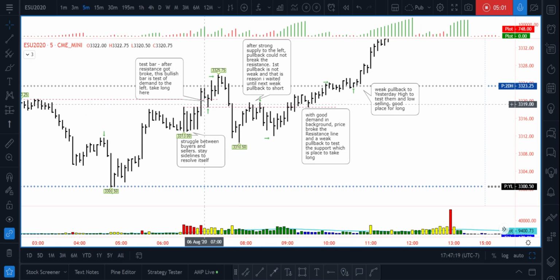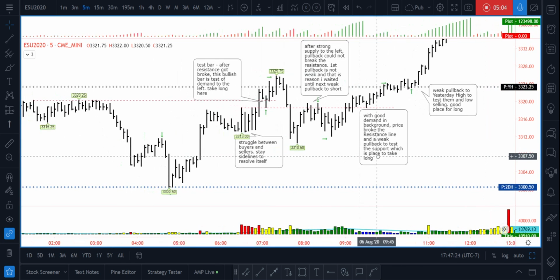As you can see, I'm looking more to the right side. You can see this broke down. My thought process as it broke down is, okay, let it wait to come to this weak pullback, or if not this one, these are the two levels. These are the two supports.